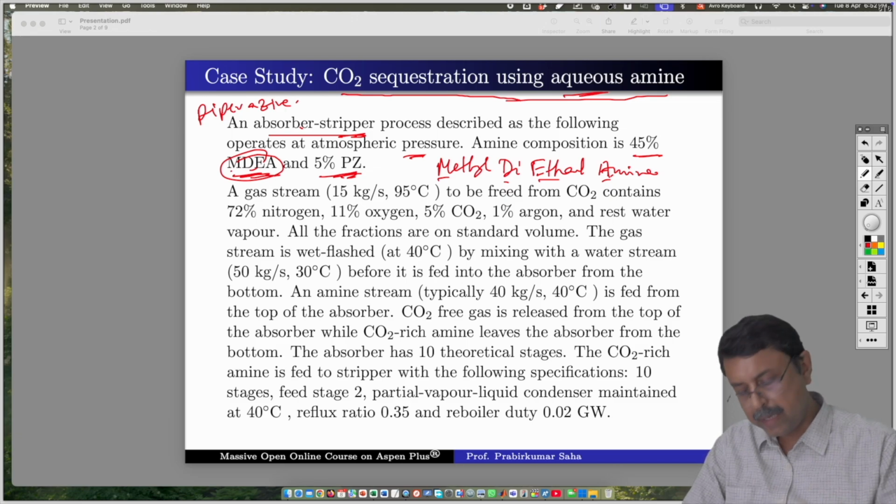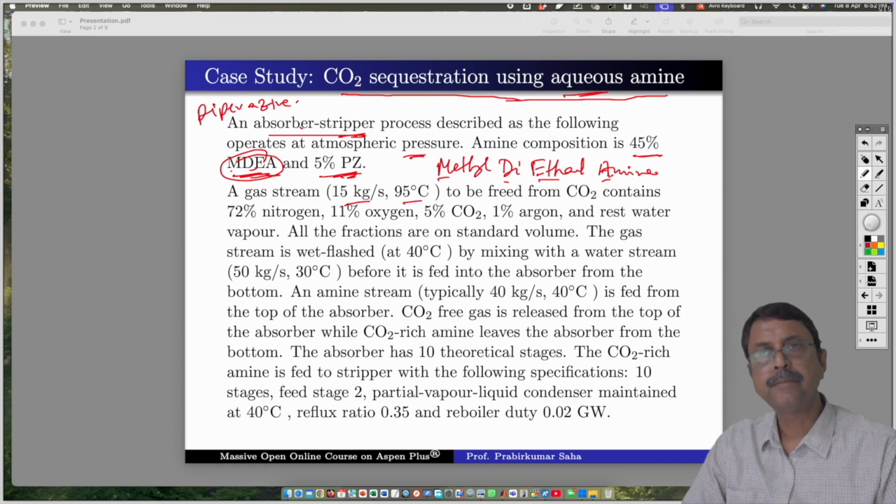Now the problem begins with a gas stream whose flow rate and temperature has been given. And obviously the pressure has not been given because already we have said that entirely it operates at atmospheric pressure. So pressure is not mentioned again. We will assume that everything is at atmosphere.